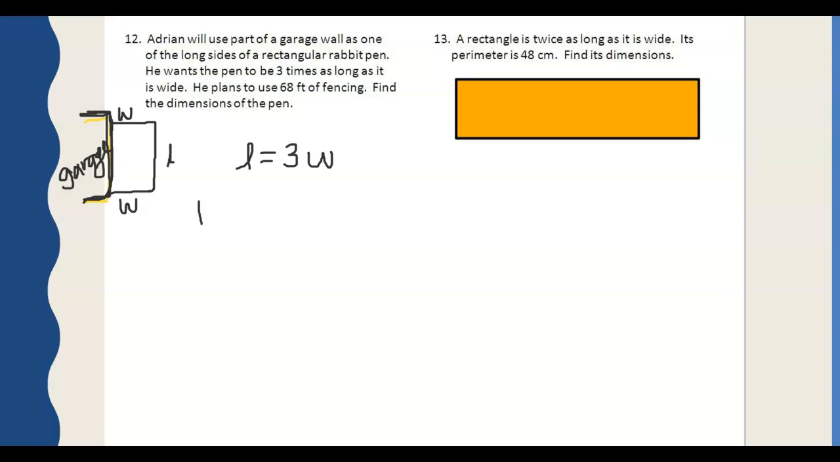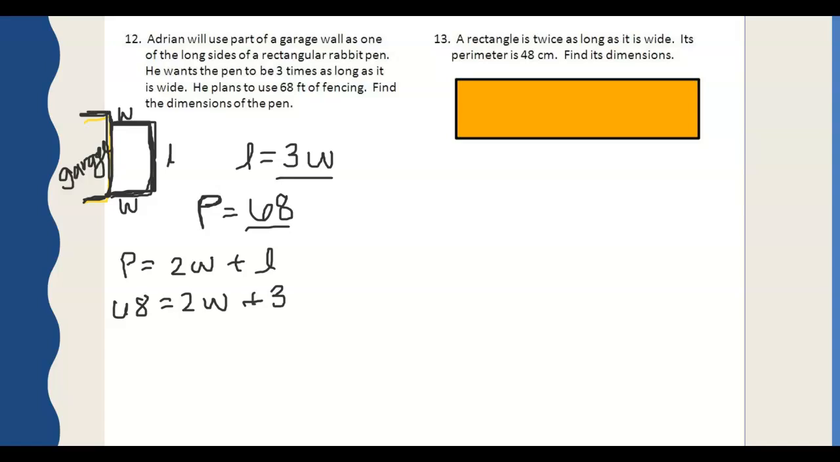He has 68 feet of fencing. So that's kind of like our perimeter. So in this case, there's only 3 sides that need fencing because he used the house as the other. So it would be 2W plus L. But we are going to use our substitution property to say that P is 68 and L is 3W.